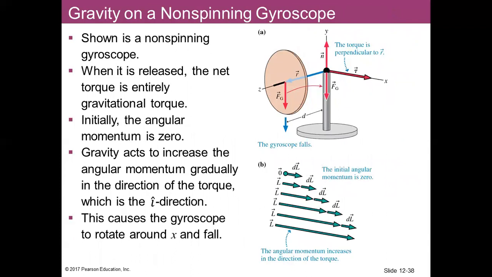Shown is a non-spinning gyroscope. When it is released, the net torque is entirely gravitational torque. Initially, the angular momentum is 0. Gravity acts to increase the angular momentum gradually in the direction of the torque, which is the i direction. This causes the gyroscope to rotate around x and fall.